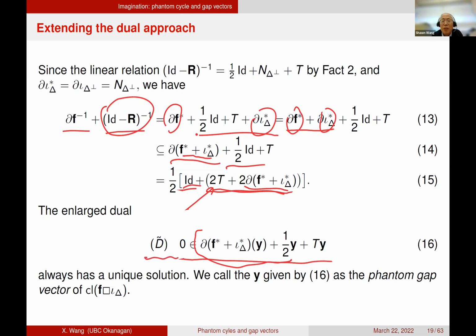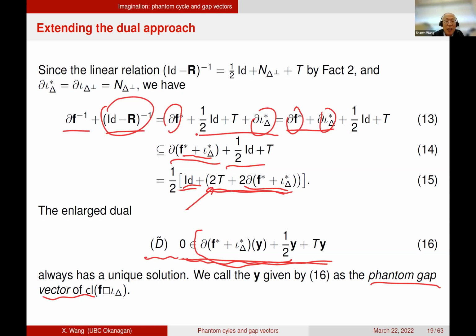Before, the dual problem is given by Z, okay? But it may not have a solution. But after you do the enlargement, it does have a solution here by Minty's theorem. This you can call a phantom gap vector. This is coming from imagination. So we say this is the gap vector for the proper lower semicontinuous function given by this, F infimal convolution delta.